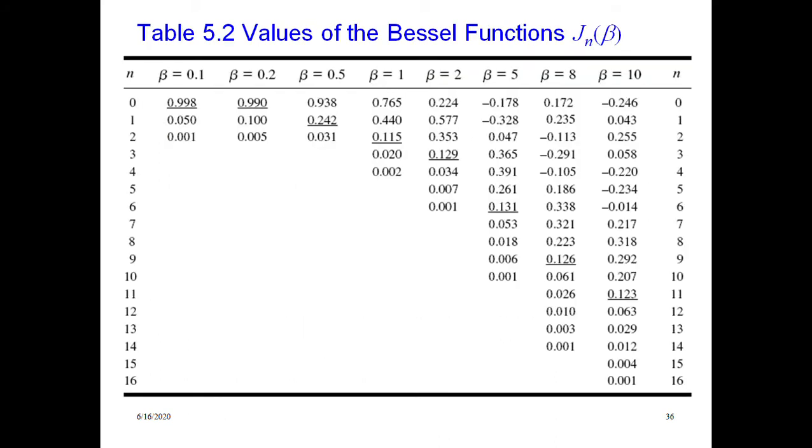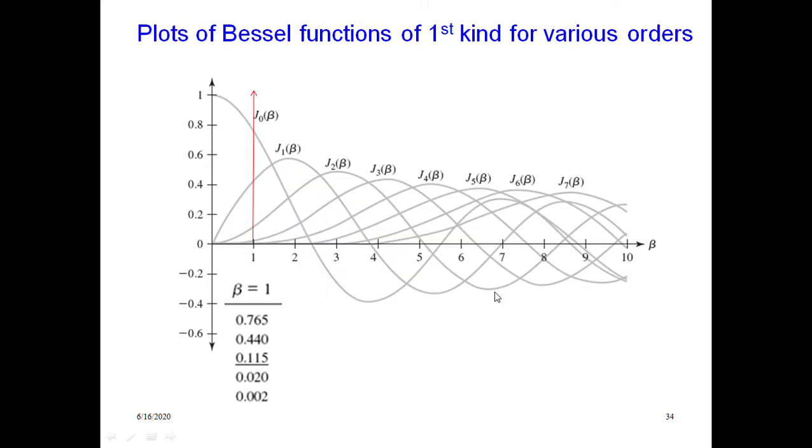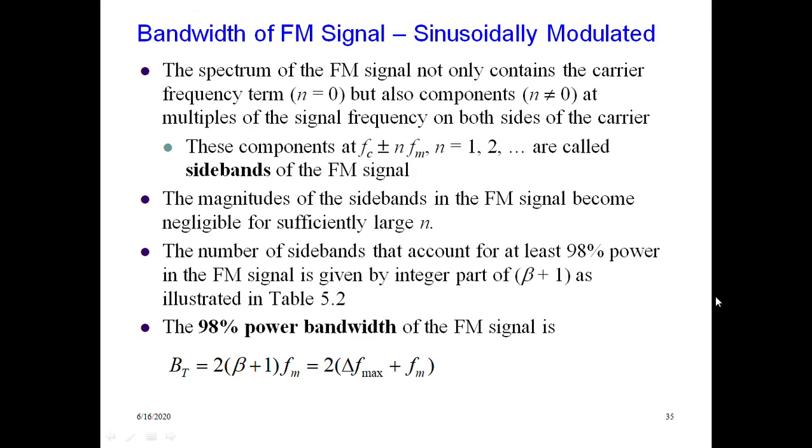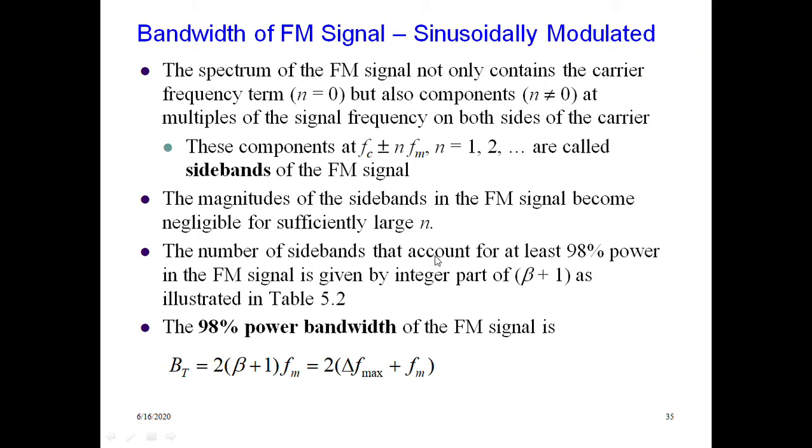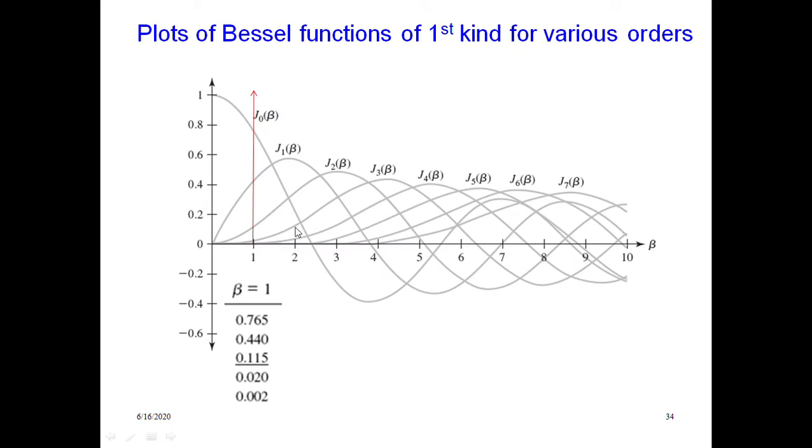Alright, so let's take a look again at this table. These are the values of the Bessel function. These values are extracted from this graph. For example, we can extract beta equal to 0.1, 0.2, beta equal to 1, 2, 3, until any number. At each number, we will identify the value at each function or plot.